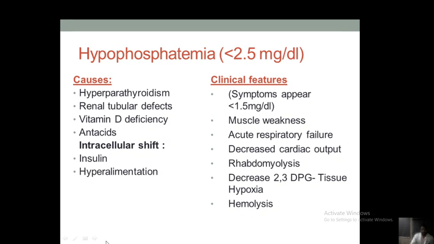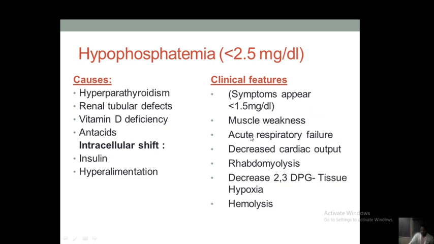Let's come to hypophosphatemia. If the level is decreased below 2.5 mg per deciliter, it is hypophosphatemia. The causes of hypophosphatemia are hyperparathyroidism, renal tubular defects, vitamin D deficiency, and sometimes antacids. Also intracellular shift: when you give insulin, there is a shift of phosphate along with potassium. So at that time we may land up with hyperphosphatemia.